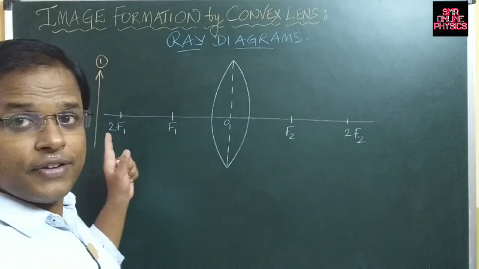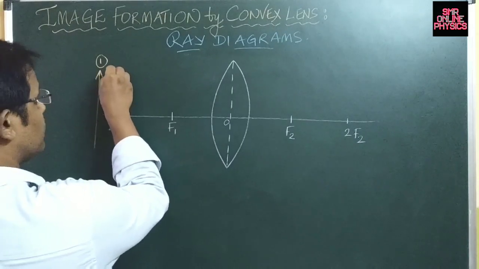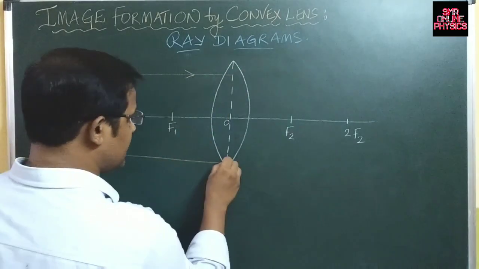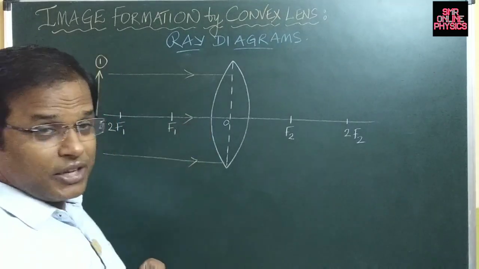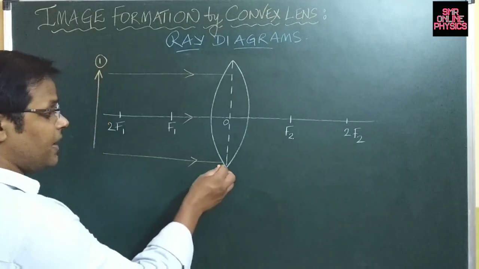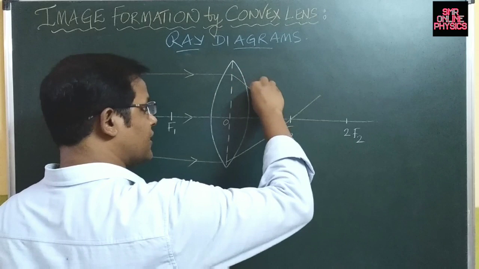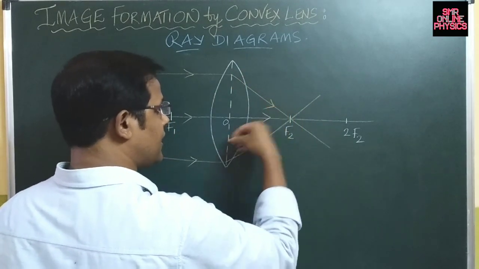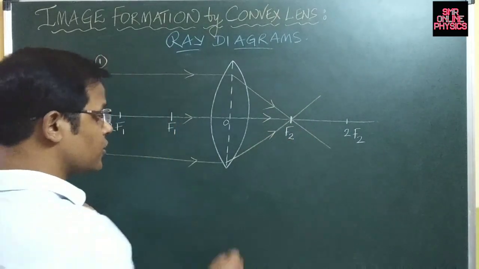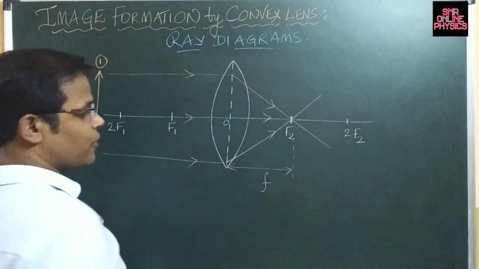Object situated at infinity. When the object is situated at infinity, you can imagine rays of light from infinity traveling parallel to the principal axis. It may travel obliquely also, that's not a big issue, but it will travel from a very far away distance, and finally the lens will make the light rays converge at a point. You'll find that the refracted beam of light intersects by itself at one common point. That is called the principal focus. This distance from the optical center to this focus is what we call the focal length.